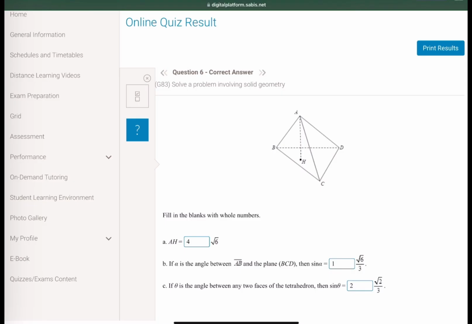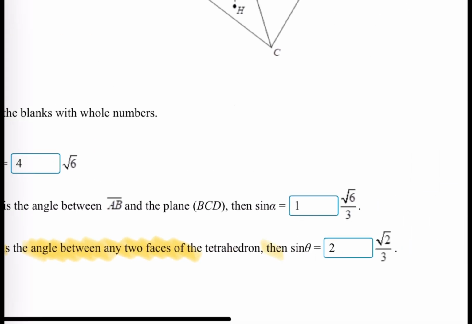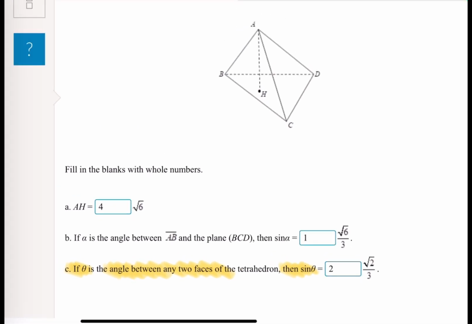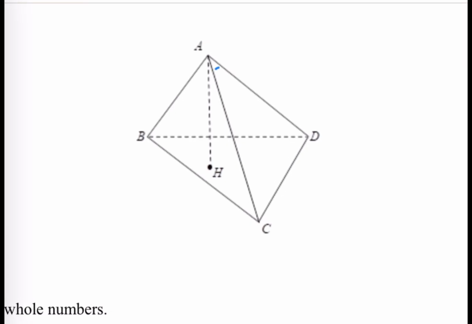Okay, so now moving on to the last part, they're telling us that if theta is the angle between any two faces, then sine theta is what? Okay, so they want us to take any two faces because all the faces are equal, and we need to find the angle between them. So we're going to take the face ACD, which is this face here, and we're going to take the base triangle, which is BCD, and we're going to find the angle between it.